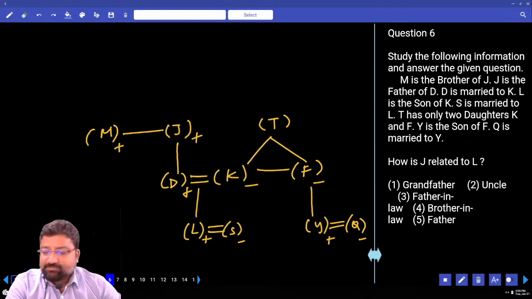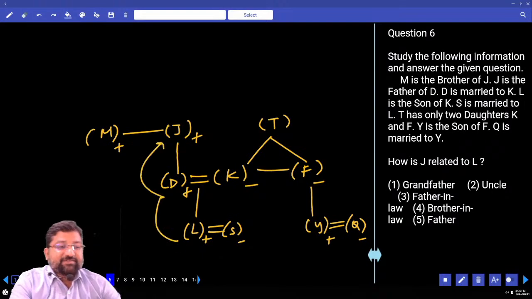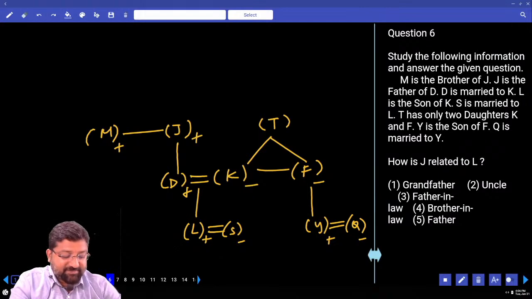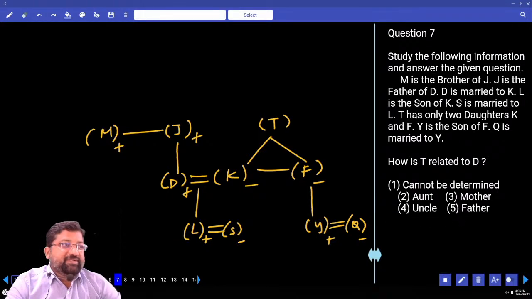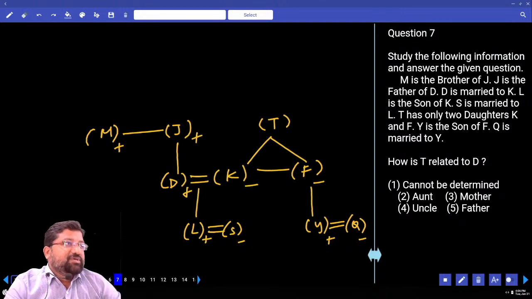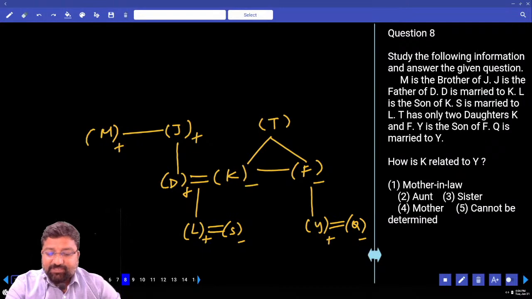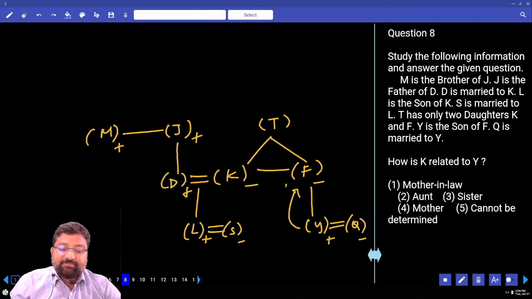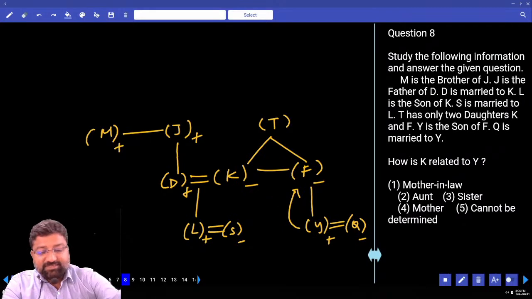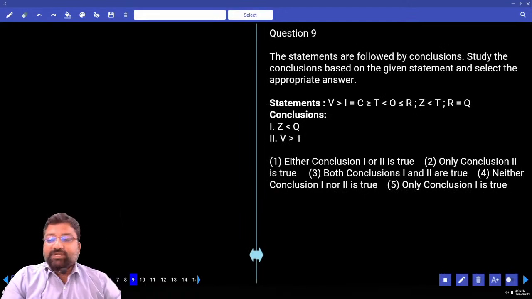How is J related to L? L's father's father. What do you call him? Grandfather. How is T related to D? Do you know the gender of T? No. Your answer can be either father-in-law or mother-in-law. But you don't have both in the options. So what should I do? I should go for cannot be determined. Which option is my answer? First answer. How is K related to Y? Y's mother's sister. What do you call your mother's sister? Aunt.